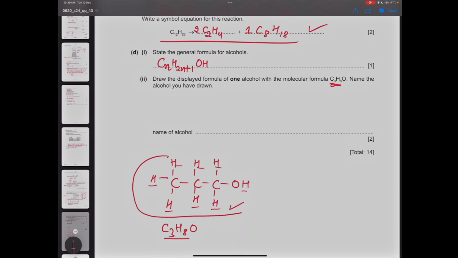Now they're asking you the name of the alcohol. You can call it propan-1-ol, because the alcohol group is on the first carbon, so you mention propan-1-ol.